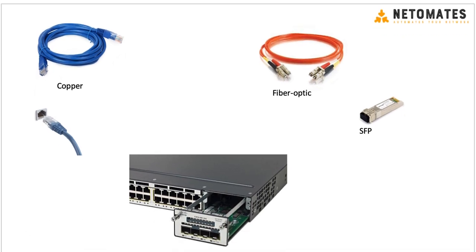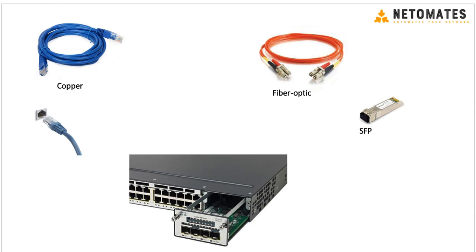So first let's look at different types of physical media. Basically there are two types of physical media: one is copper, another one is fiber. As discussed in the previous class, a computer stores information in the form of zeros and ones. In order to send data from one computer to another, those zeros and ones need to be signaled through physical media, either using a copper cable or a fiber optic cable.